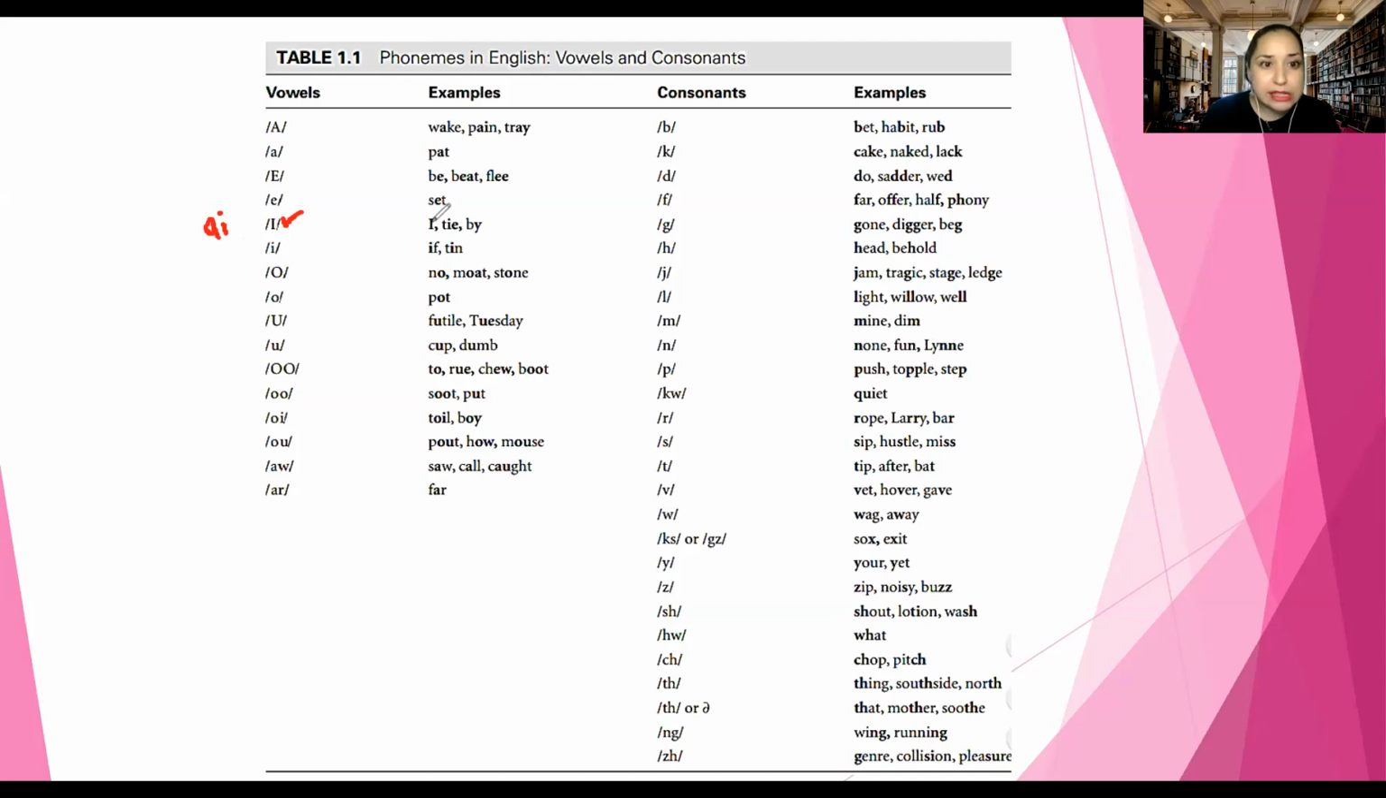So it's about practicing this. I. Tie. And also here you have that sound. By. Bye. I, tie, by. And if we have the little I, so it's like Spanish. E. If. Hin.